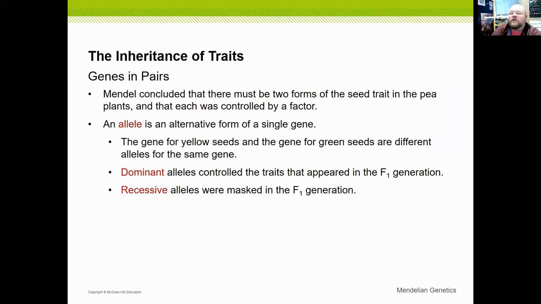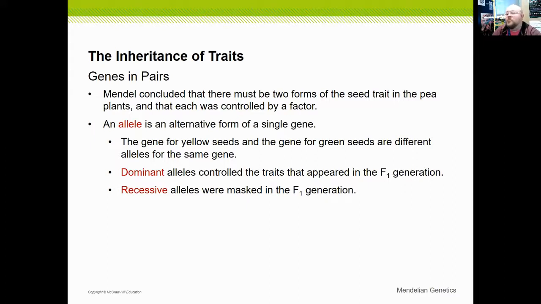So Mendel concluded that there must be 2 forms of the seed trait in the pea plant and that each was controlled by a factor. So the word allele, you're going to hear that a lot from now on. An allele is an alternative form of a single gene. So the gene for yellow seeds and the gene for green seeds are different alleles for the same gene.